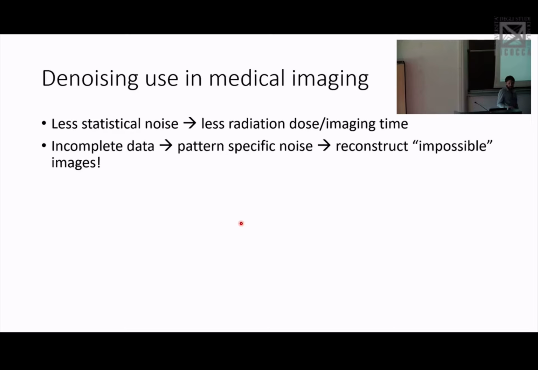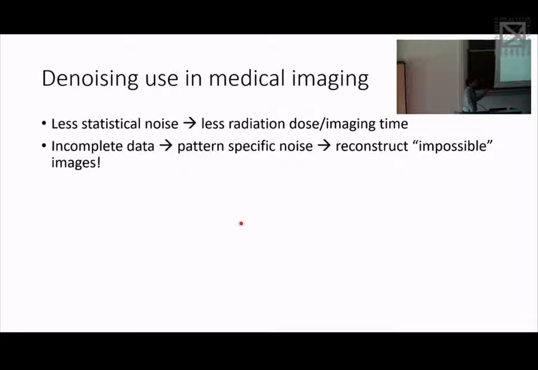Now why are we interested in reducing noise in medical imaging? If we have less statistical noise, we can image in less time, if we have an MR, which might be a bit longer, or using less radiation dose. And the less radiation dose is obvious.